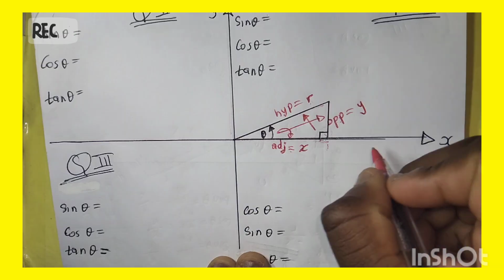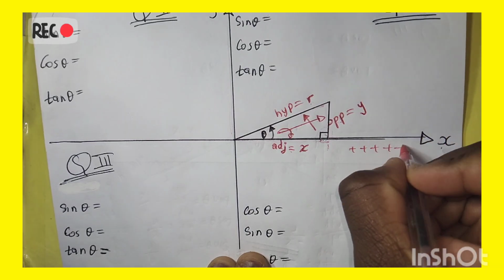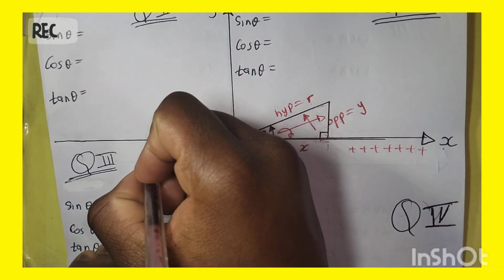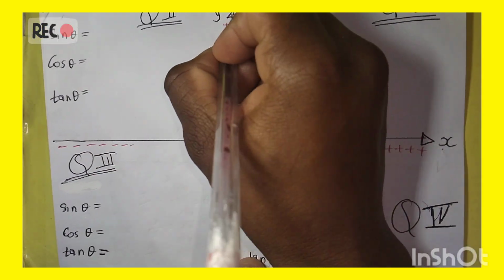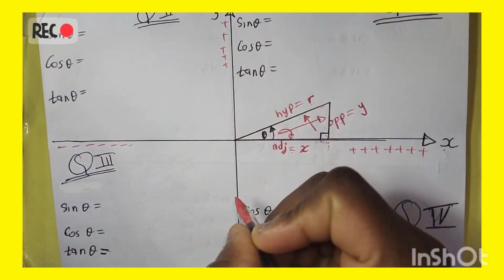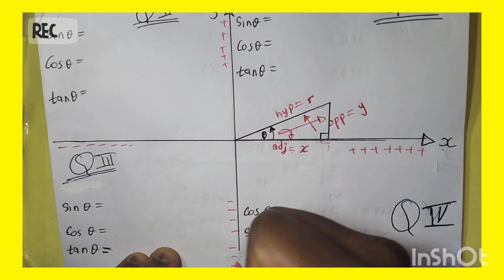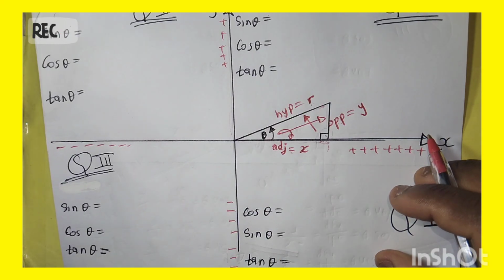And there is something that you should understand. Our x values here are positive. Coming down here, they are negative. As well as for y, they are positive here. Coming down there, the y values are negative. This thing, guys, is a Cartesian plane.